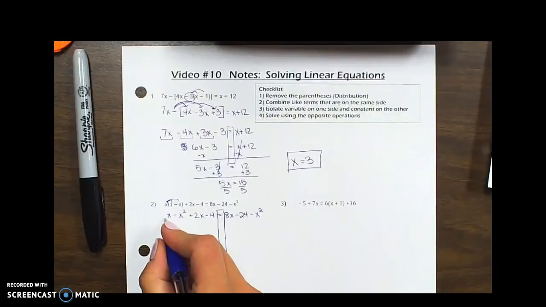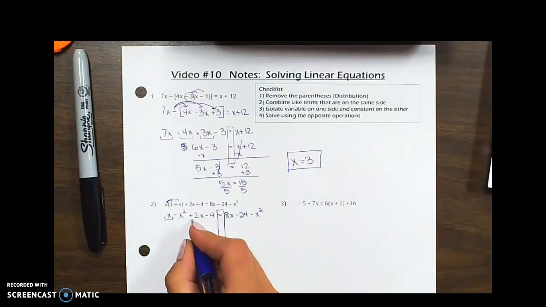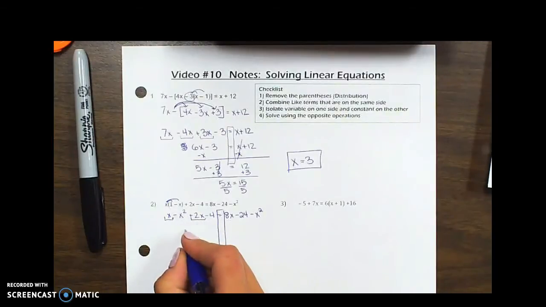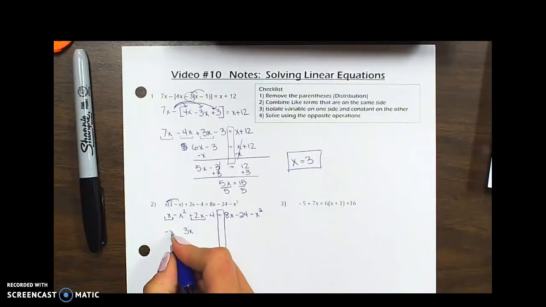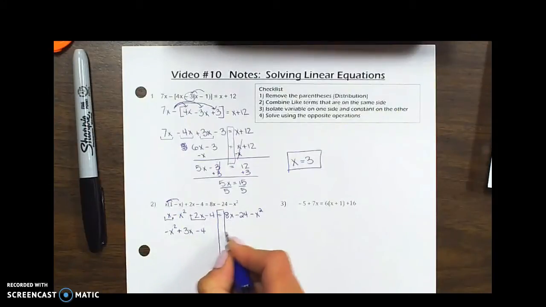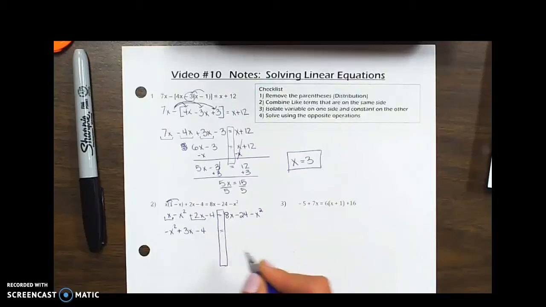If I look here, I have x and 2x, so altogether that's going to give me 3x. Now this negative x squared, I want to put this in standard form. That's my highest power, so I'm actually going to put that in the front. The 3x was a positive, so it's a plus, and then minus 4 equals, now I'm going to rewrite this side. So here we're going to write it as negative x squared plus 8x minus 24.